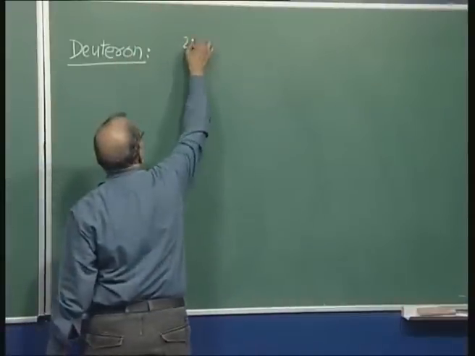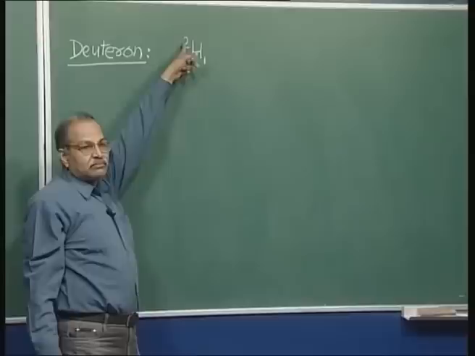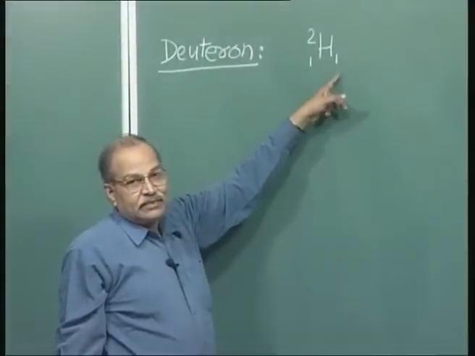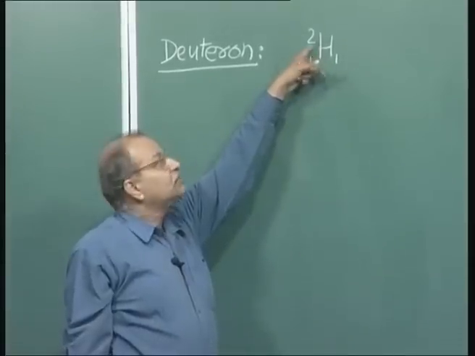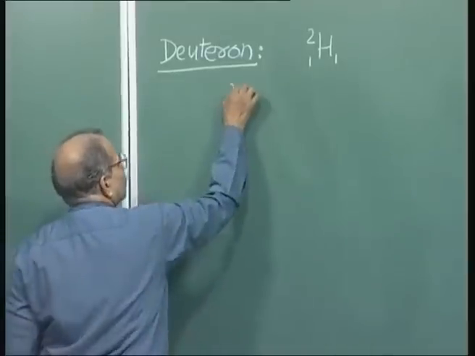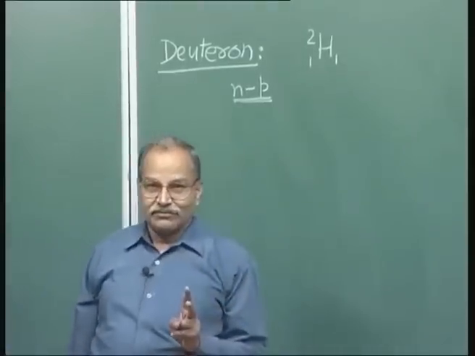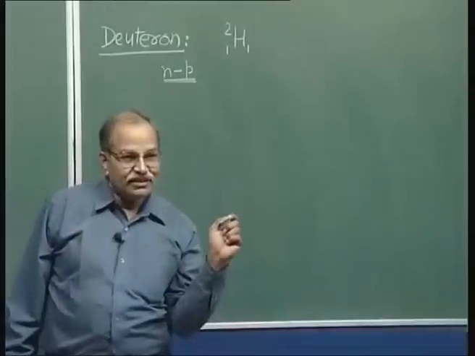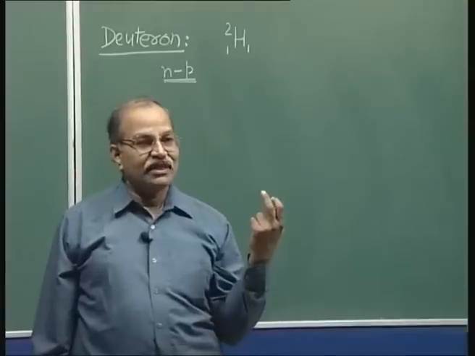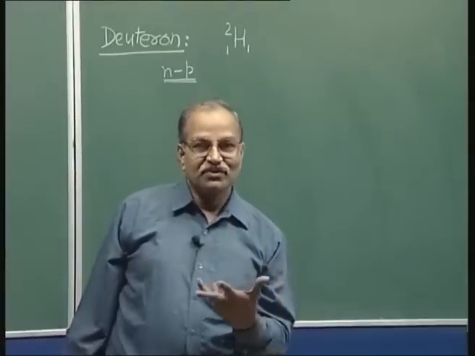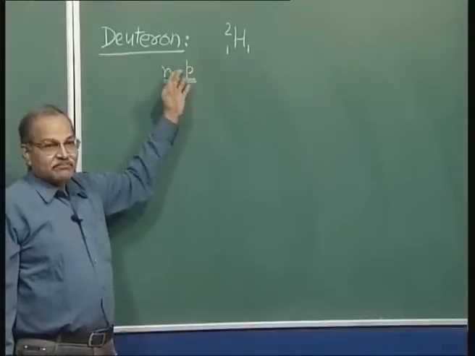So, you write it as 2H1, that is, the total A is 2, Z is 1 and N is 1, and since Z is 1 proton, it is hydrogen, it is a nucleus of hydrogen. It is just a combination of neutron and proton. This is the only two nucleon nucleus. You do not have a nucleus of two protons, it is not a bound system. You do not have a nucleus of two neutrons, it is not a bound system, but you have this one neutron and one proton nucleus, it is a bound system.